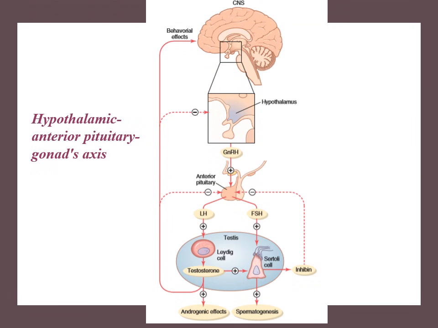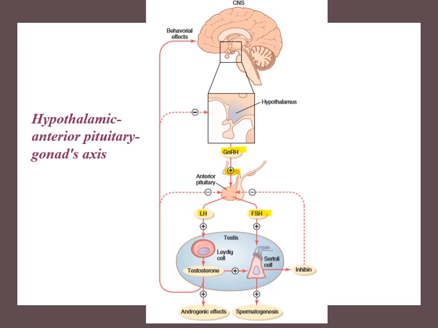This is a schematic presenting the regulation of the function of the gonads and the different cell types responsible for supporting spermatogenesis. As you can see here, gonadotropic releasing hormone is secreted from the hypothalamus, which has a stimulatory effect on the anterior pituitary gland to secrete both follicle stimulating hormone and luteinizing hormone.